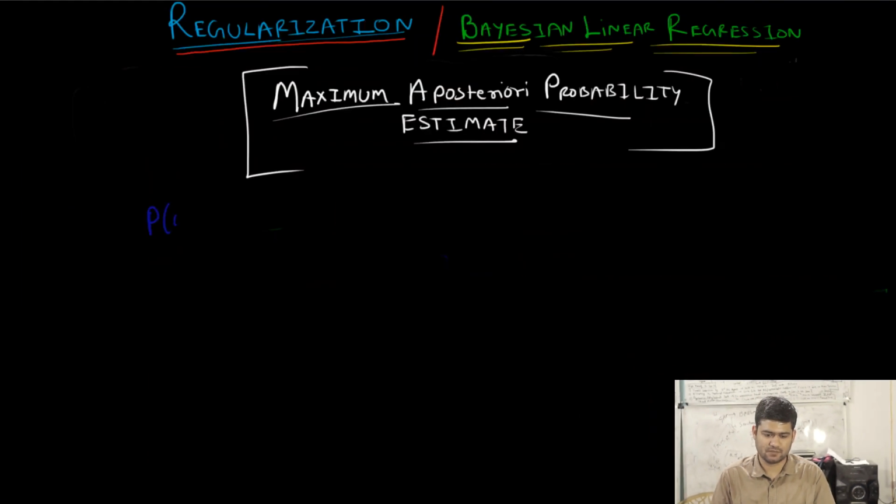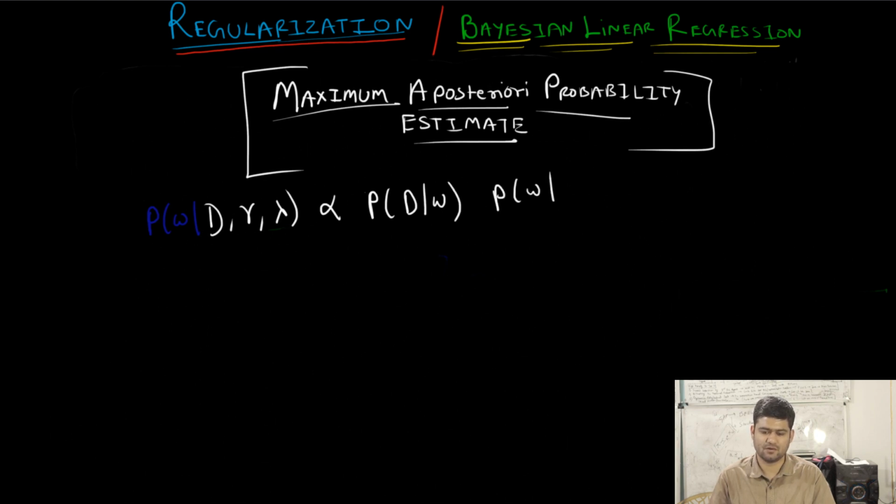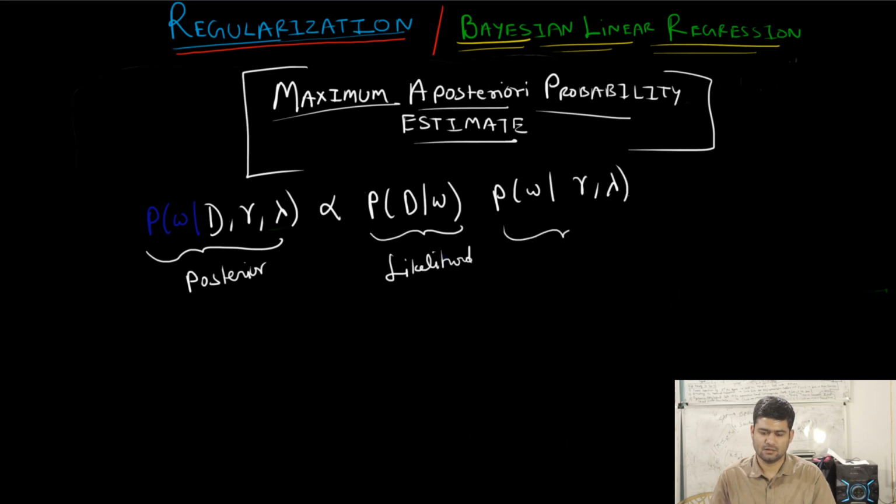So in the previous part of the lecture, we discussed that the posterior distribution of the parameter W, that is P of W given the data and the hyperparameters gamma and lambda, is directly proportional to the likelihood, that is the probability of the data given the parameter W, and the prior information P of W given the hyperparameters gamma and lambda, right? So this is the posterior, this is the likelihood, and this is the prior.